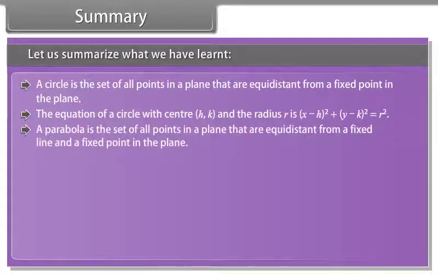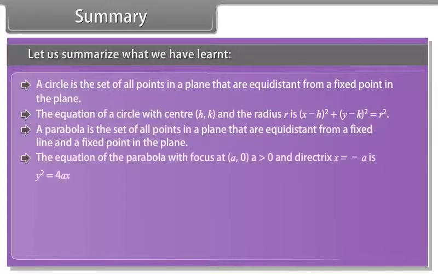A parabola is the set of all points in a plane that are equidistant from a fixed line and a fixed point in the plane. The equation of the parabola with focus at (a, 0), where a is greater than 0, and directrix x is equal to minus a is y square is equal to 4ax.